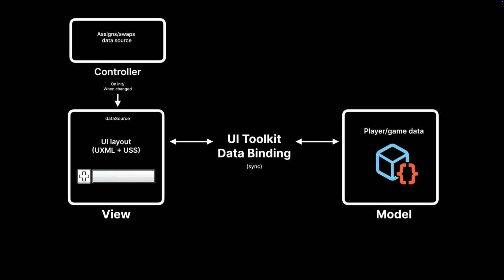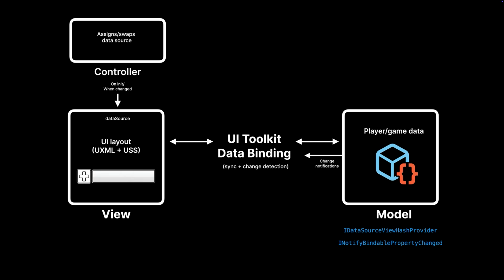UI Toolkit already checks your data during its update cycle, but we can make that process more efficient with versioning and change tracking. The goal is simple. Do a quick, low-cost check first, and only refresh the UI when something actually changes. We implement this in the data model.